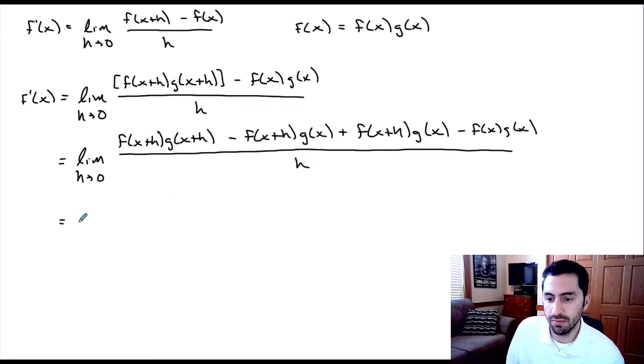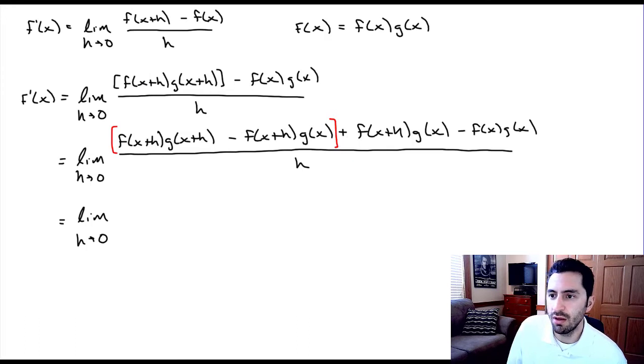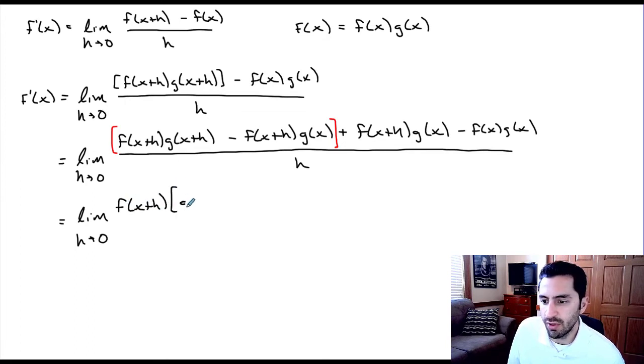Okay, now the next step, and the main reason we added in and subtracted that term, is now we can do a little bit of factoring. If I group these up and look at the first two terms at the beginning, both of those have an f of x plus h in them. So why don't we factor that out? If I factor that out, what I'm left with is g of x plus h minus g of x.